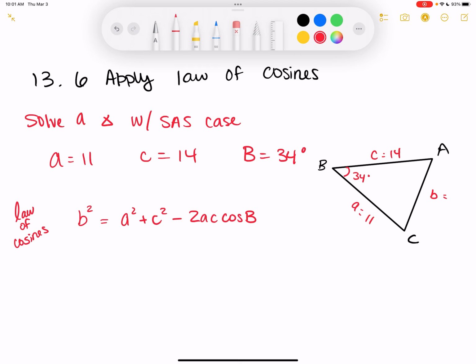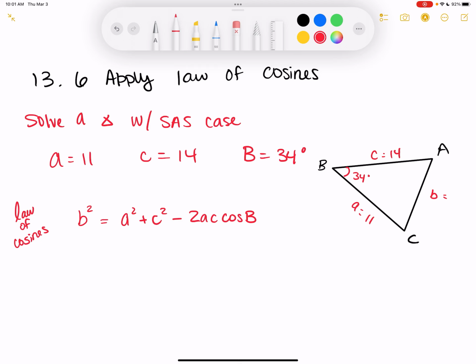I am looking for side b, and I have sides a and c, and also angle B. Typically when you're given information, you have all the pieces except for the one you're trying to find. When you have side, side, side, it's just a matter of which angle you want to find first. With this one, we don't have the pieces to solve anything else, just because of what we're given.